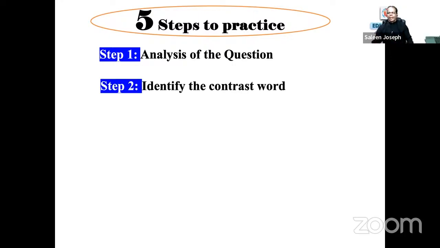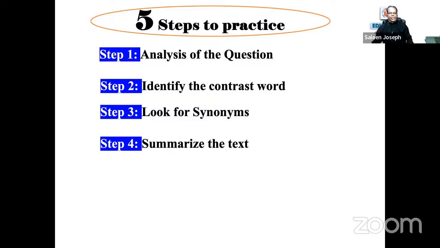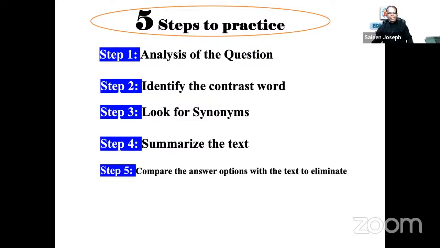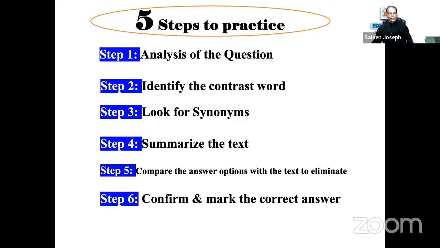Step 2, identify the contrast word. Since it is a contrast word based question, as you just glance through, you need not read in detail. If you can find a contrast word, then look for synonyms in the text as well as in the question. The 4th step, summarize the text. The 5th one, compare the answer options with the text to eliminate. Then confirm and mark the correct answer.